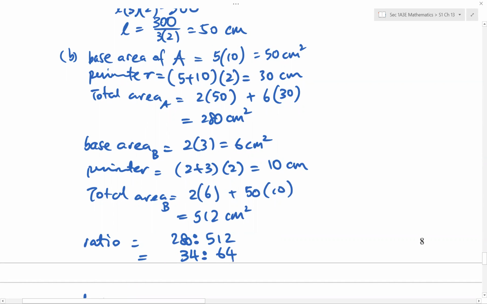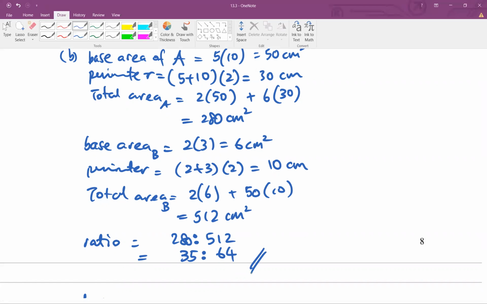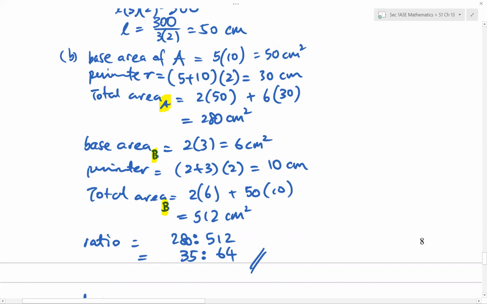Looks like I can divide again. Hey, how come? You say 34 or 35? 35. Okay, so this is the answer. Okay, Ken. Do you see the shortcut in the presentation I used? You can use a little b, little a at the bottom right corner to indicate that you are talking about base area for A, base area for B, so on and so forth.